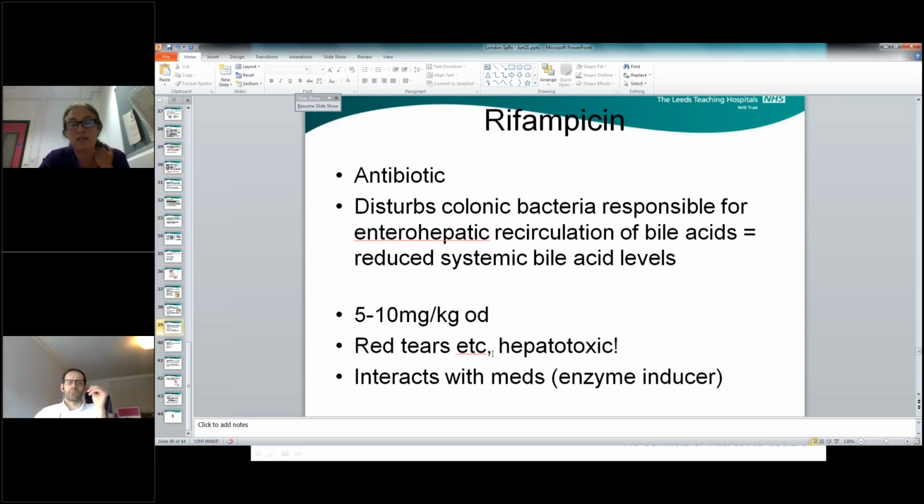When you think about TB drugs, we automatically think of those as being hepatotoxic. In real life, with rifampicin on its own, it's extremely rare to see any hepatotoxicity. So although we keep an eye on it, it isn't something that we worry about. It is good at interacting with other medicines because it's an enzyme inducer.